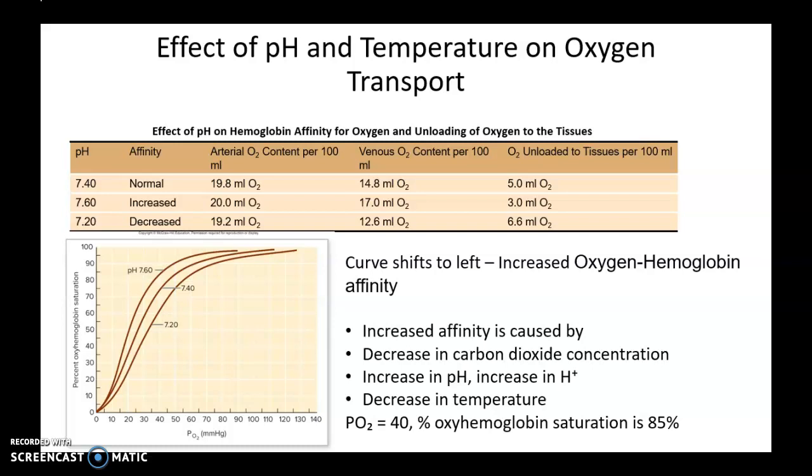Now, the curve can also shift to the left, this way. And when it shifts to the left, then that indicates that there is increased oxygen hemoglobin affinity. So let's look at the same point, 40. Look at the saturation level. It's about 85%. Okay, so when the curve shifts to the left, there is increased hemoglobin oxygen affinity. So at partial pressure of 40, the saturation level is 85%. And this is caused by decrease in carbon dioxide concentration and increase in pH and decrease in temperature.